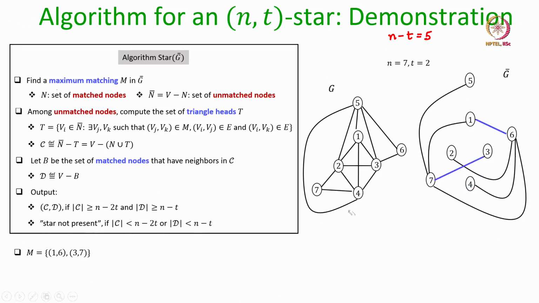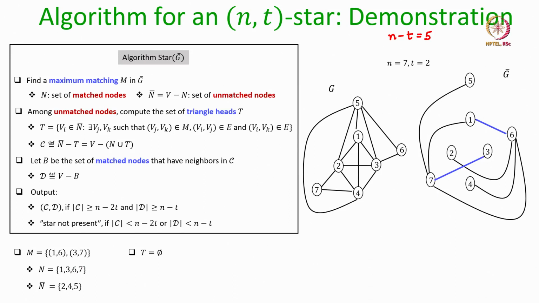Now, what is the first step? The first step is to find a maximum matching. There are many maximum matchings in this graph. Suppose the algorithm outputs this maximum matching, the edges 1 6 and 3 7, and it is easy to see that this is a maximum matching. To this collection M, you cannot add any more edge so that the expanded set still constitutes a matching. Now, with respect to this maximum matching, the matched nodes, the endpoints, are 1 3 6 7 and the unmatched nodes are 2 4 5.